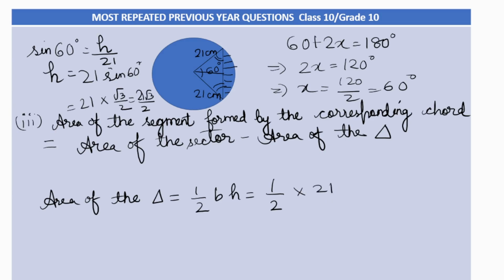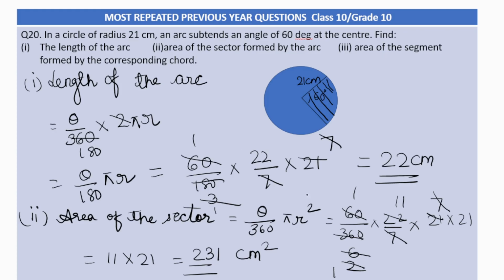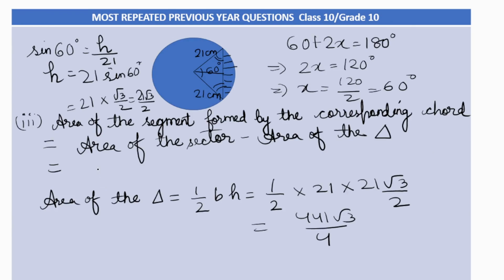So it will be 21 into height, which is 21 root 3 by 2. So it will come up to be 21 squared is 441, 441 root 3 by 4. The area of the sector we have just calculated in our previous bit question happens to be 231. So here we will write 231 minus 441 root 3 by 4. Since the value of root 3 is not given in this question, we can leave this answer like this. This is the area of the sector.